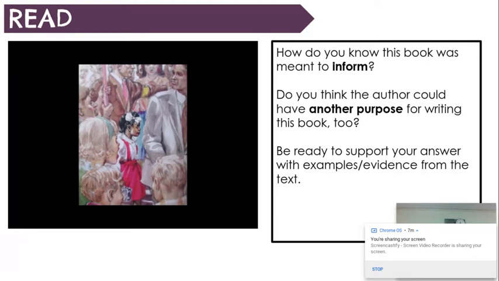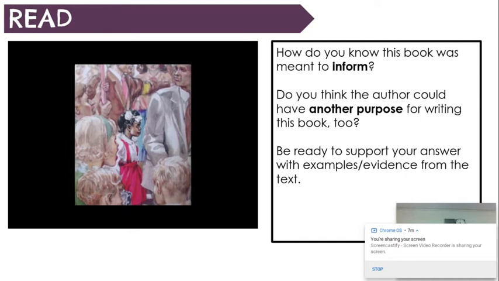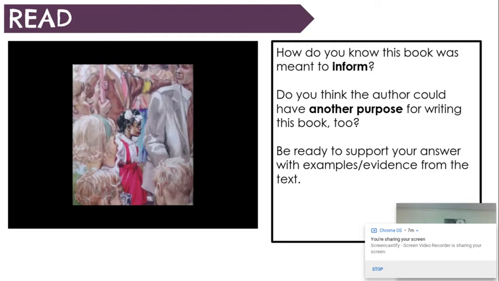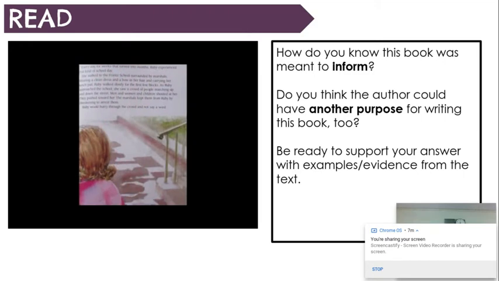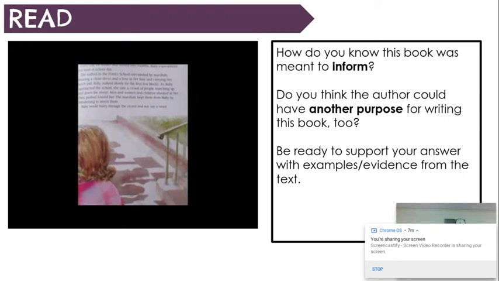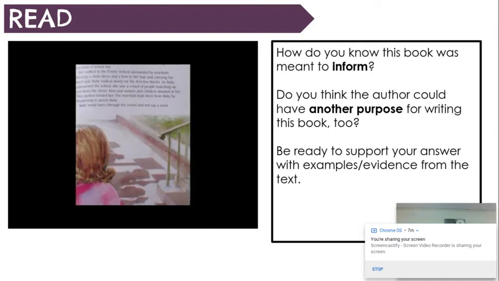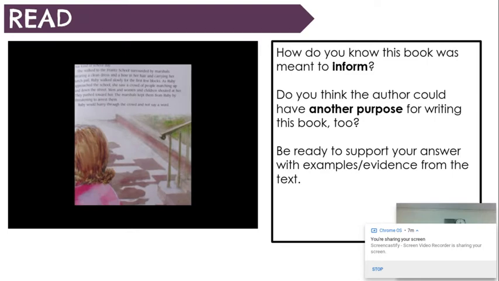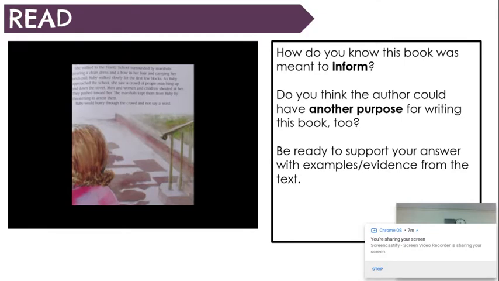Every day for weeks that turned into months, Ruby experienced that kind of school day. She walked into the France school surrounded by marshals, wearing a clean dress and a bow in her hair, and carrying her lunch pail. Ruby walked slowly for the first few blocks. As Ruby approached the school, she saw a crowd of people marching up and down the street. Men and women and children shouted at her. They pushed towards her. The marshals kept them from Ruby by threatening to arrest them. Ruby would hurry through the crowd and not say a word.